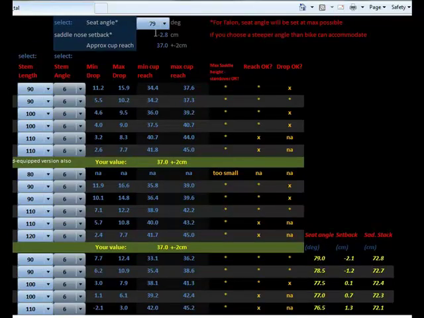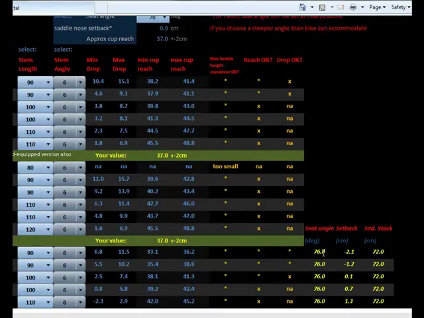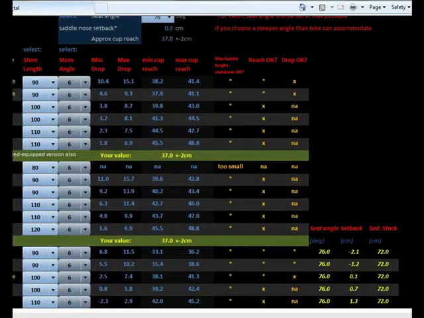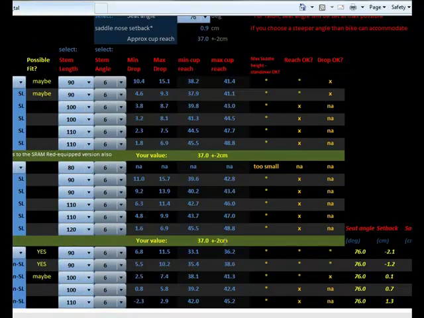Of course, if you happen to choose a slacker seat angle here, if that's really what you're looking for, a more middle-of-the-road hybrid position, then we look down here and you'll see you pick 76. Well, all of these frames can achieve a 76 degree angle pretty easily here. So there's going to be no problem getting the 76 degree angle on any of the Talons. And just as with the other frames, you're going to be looking here for the proper mix of drop and cup reach to find your perfect fit.